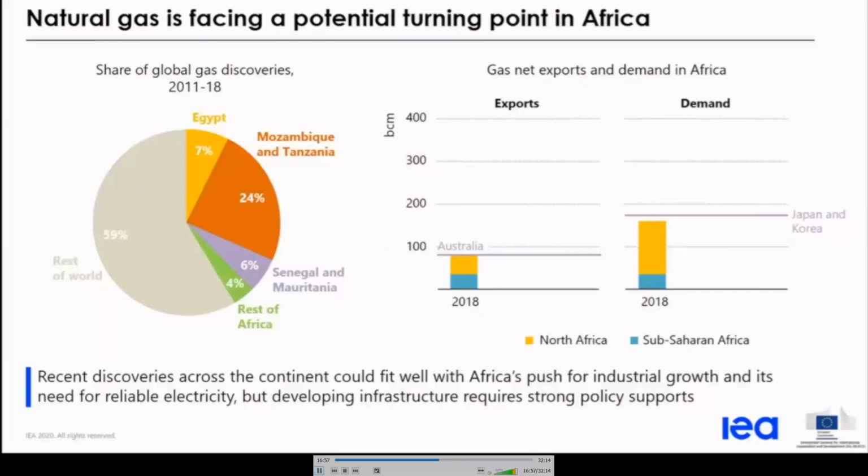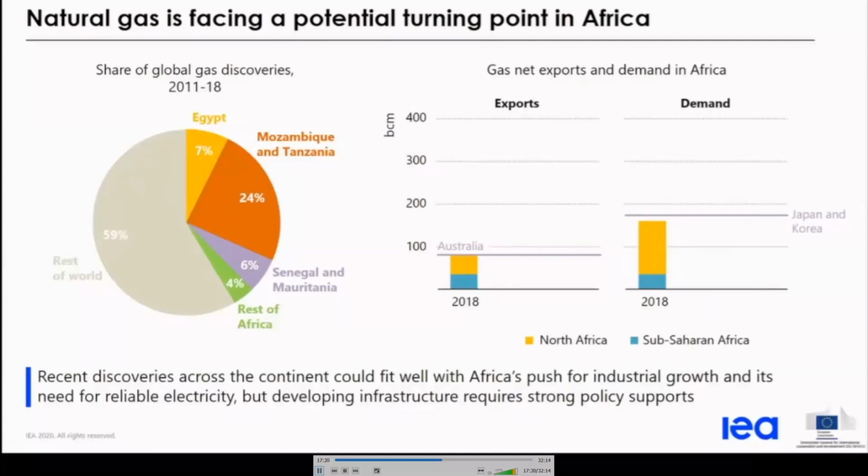There are nevertheless several reasons to believe that the future of natural gas in Africa may be different from the past. In recent years, there have been a series of major discoveries in almost every part of the continent, notably in Egypt, in the Zohr adjacent fields, in East Africa, in Mozambique, in Tanzania, West Africa, in Senegal and Mauritania, and also South Africa. Between 2011 and 2018, Africa accounted for more than 40% of global gas discoveries.